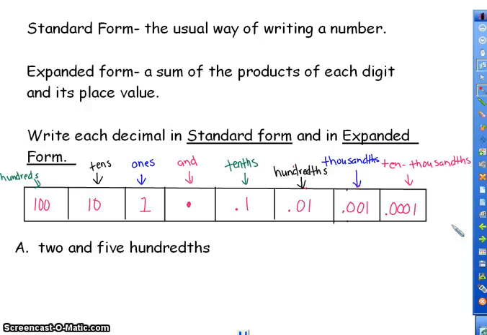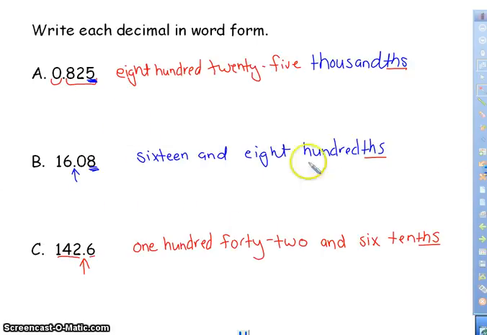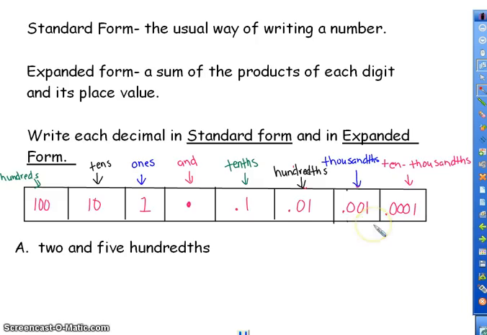Standard form is the usual way of writing a number. Okay, so when they tell you to write something in standard form, they're going to give you the word form, and they're going to say write it using standard form. So if they gave you 16 and 8 hundredths, you would then write 16.08. Expanded form is a sum of the products of each digit and its place value, and that's when we use this part of the chart, okay, for expanded form.